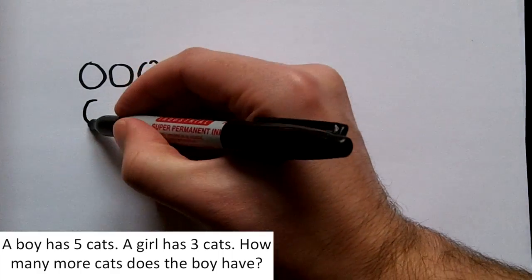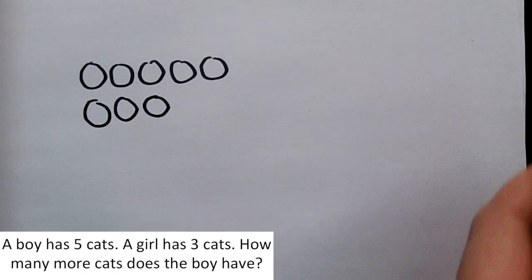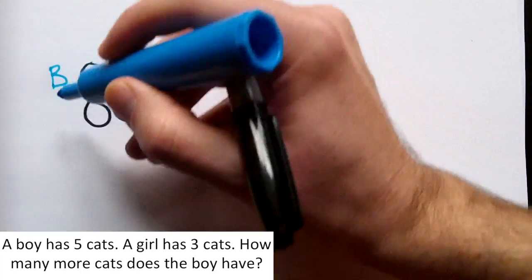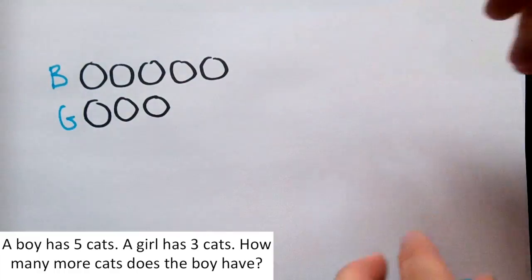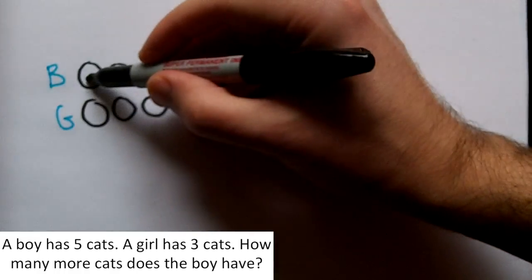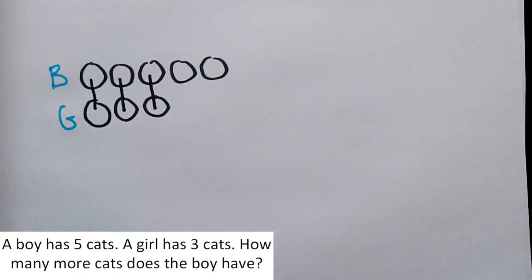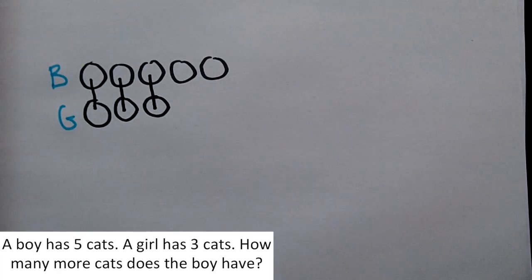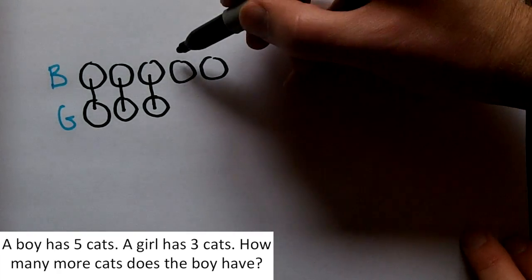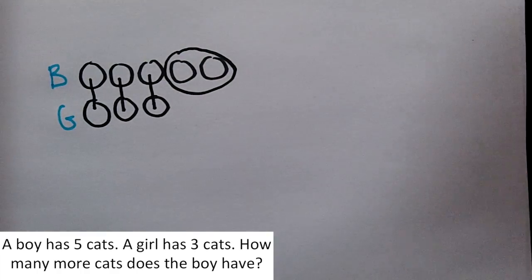I'm going to draw the 3 cats that the girl has. I'm going to make sure to label it so I don't get confused. These are the boys' cats. Those are the girls' cats. How many more cats does the boy have? Well, they both have one, they both have two cats, they both have three cats. That makes it easy for me to see the more that the boy has. I can see right here he has two more cats than the girl.